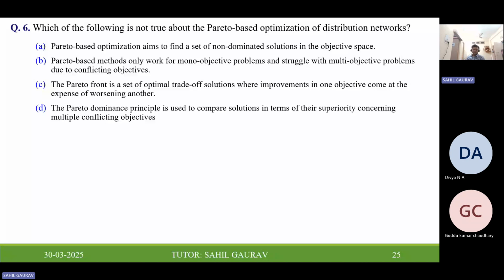We have discussed this Pareto based approach. We have seen the Pareto solutions, Pareto front.